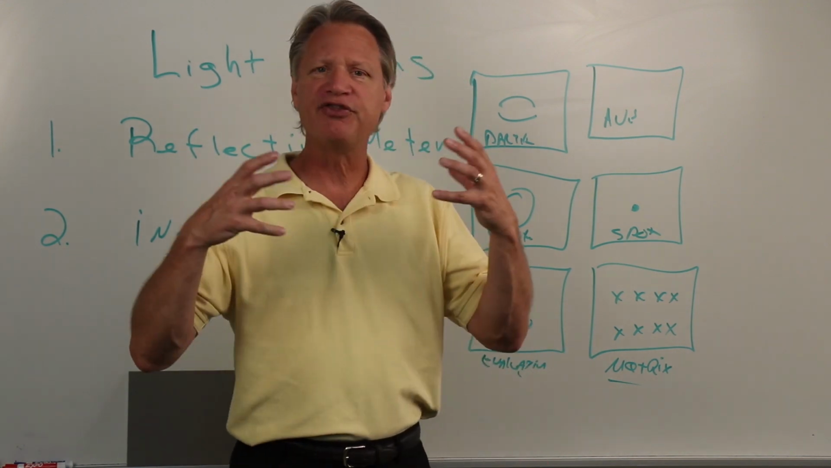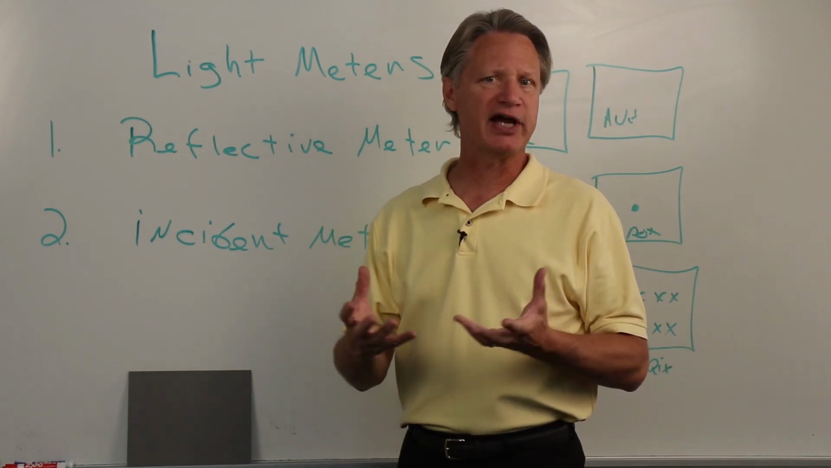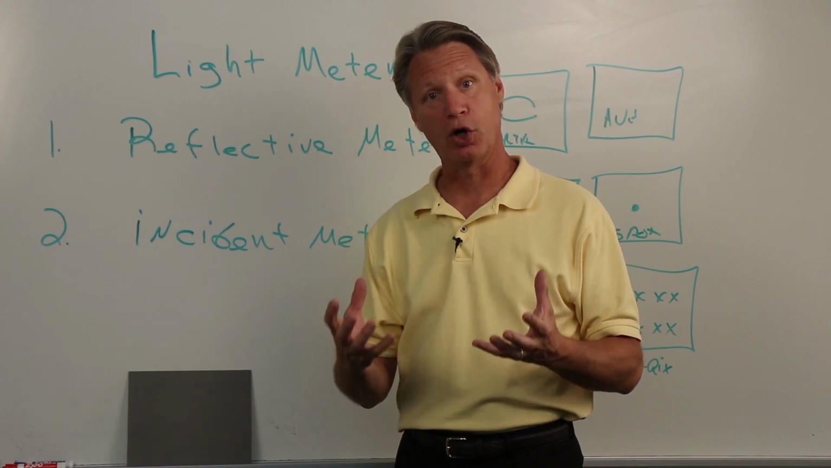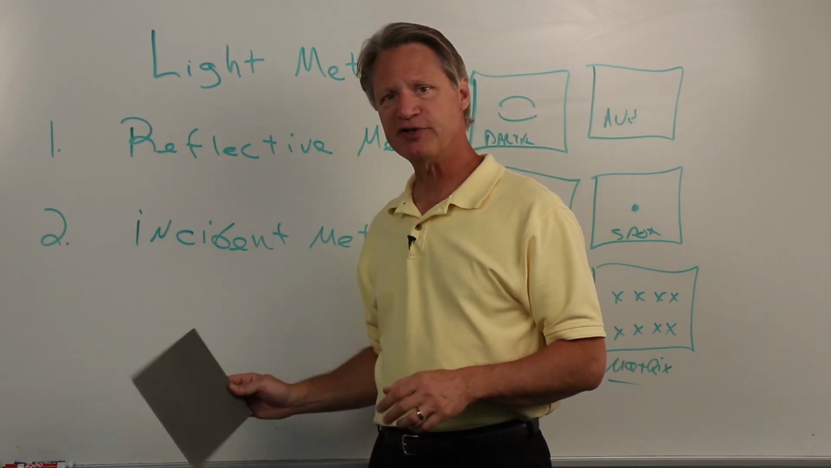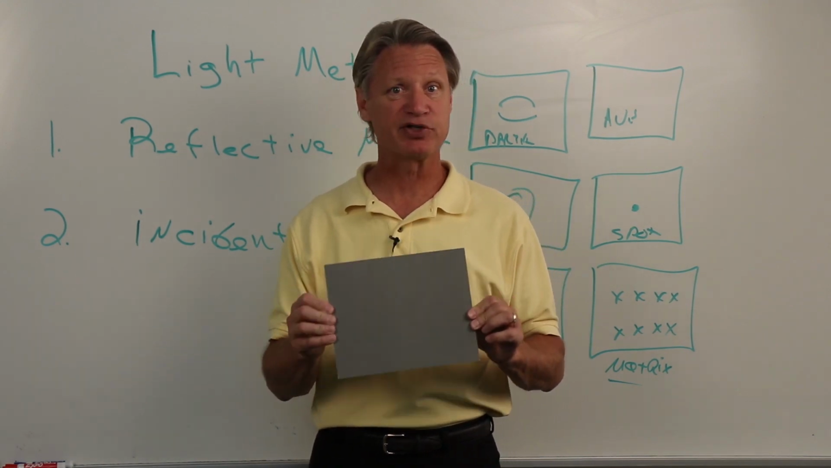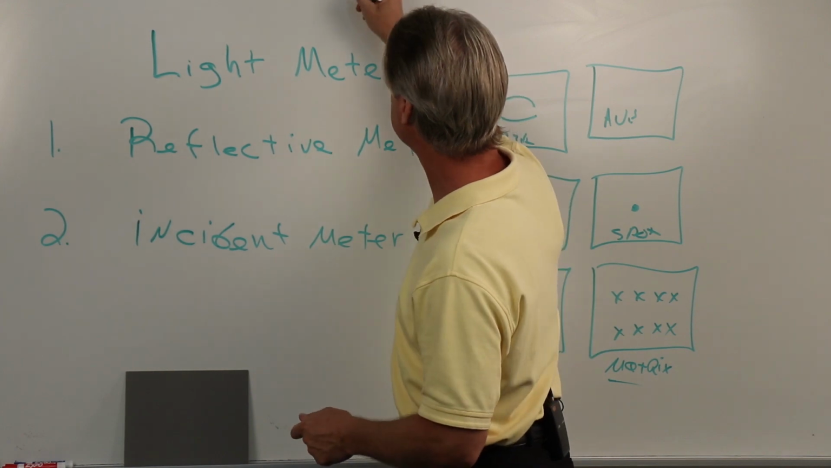Now, there is one thing that all light meters do. In order for a meter to operate, it must have a reference point to work, okay? The reference point for every light meter in the world is 18% gray, okay? 18% gray.